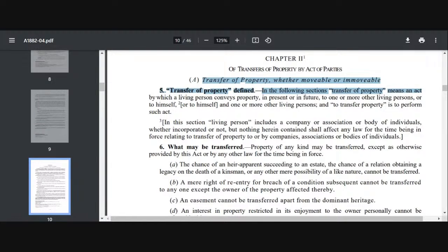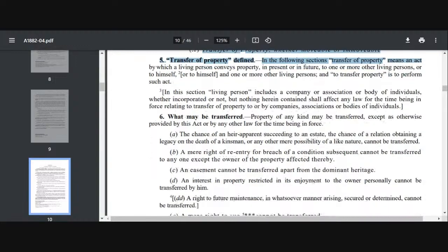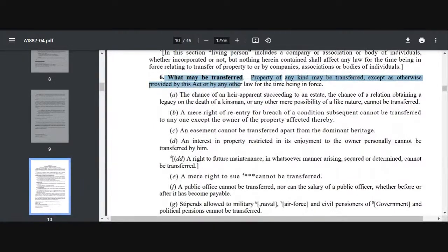And living persons यहाँ पे includes company or association or body of individuals, whether incorporated or not. This is the definition of transfer of property under section 5. सेक्शन 6 पे आ जाते हैं. सेक्शन 6 अगेन बहुत इंपॉर्टेंट सेक्शन है. What may be transferred. आप क्या क्या ट्रांसफर कर सकते हो.